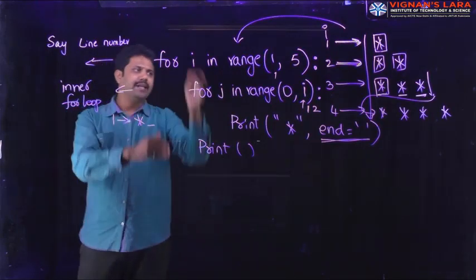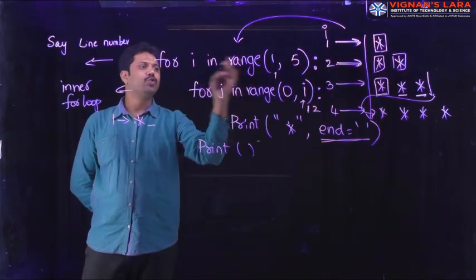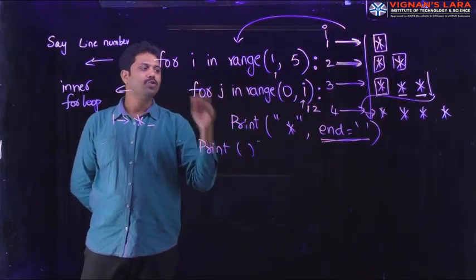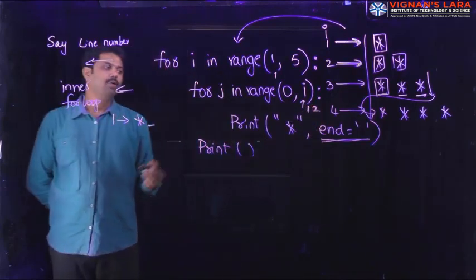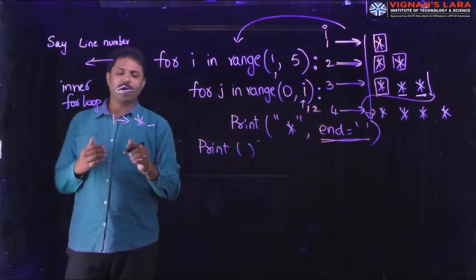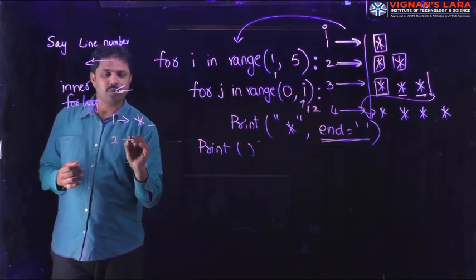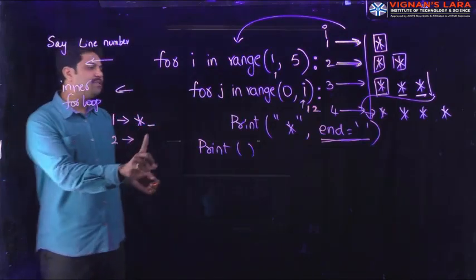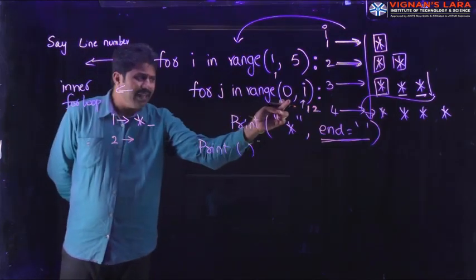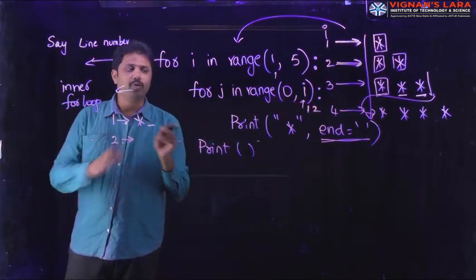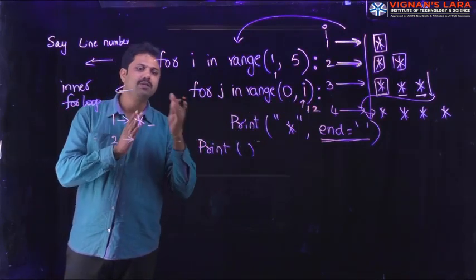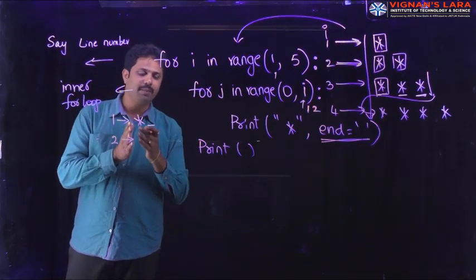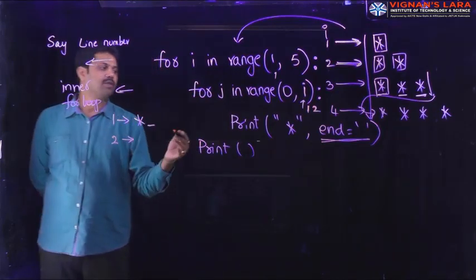So it again iterates, i equals to 2. Now i equals to 2. That means 0, 2. How many times is it going to iterate? It iterates 0, 2, which means j is 0, 1. 0, 2 means 0 and 1 are going to be executed.